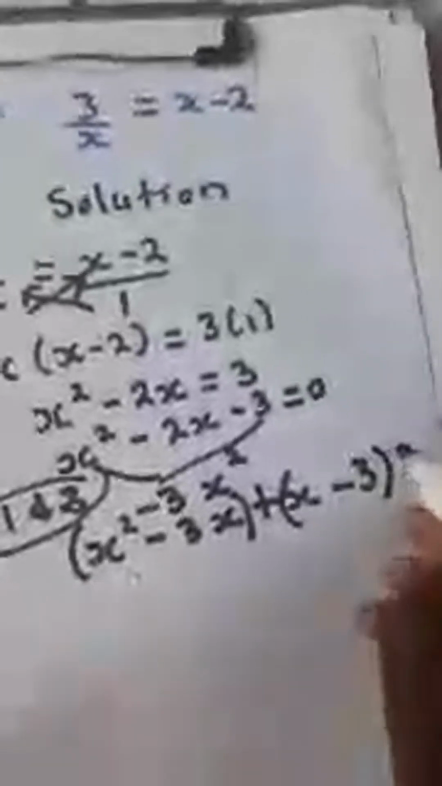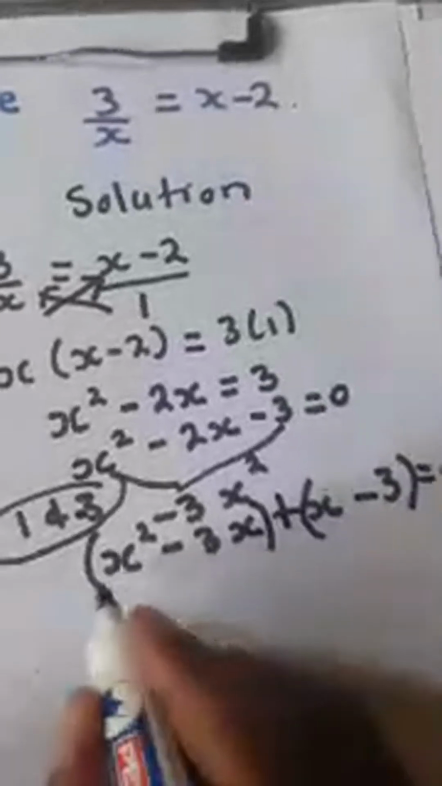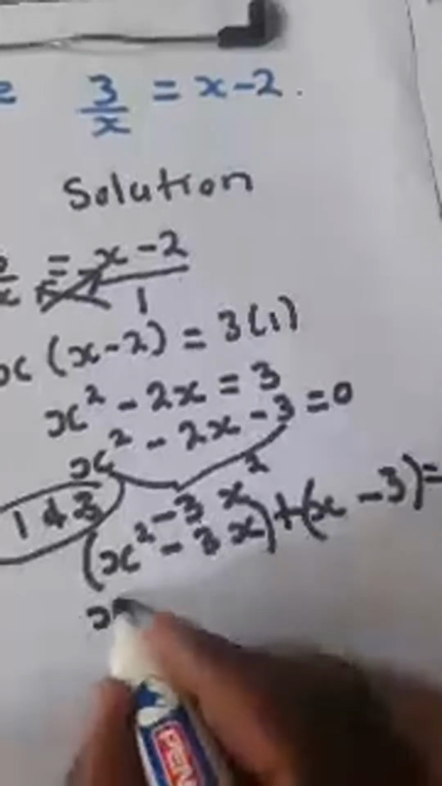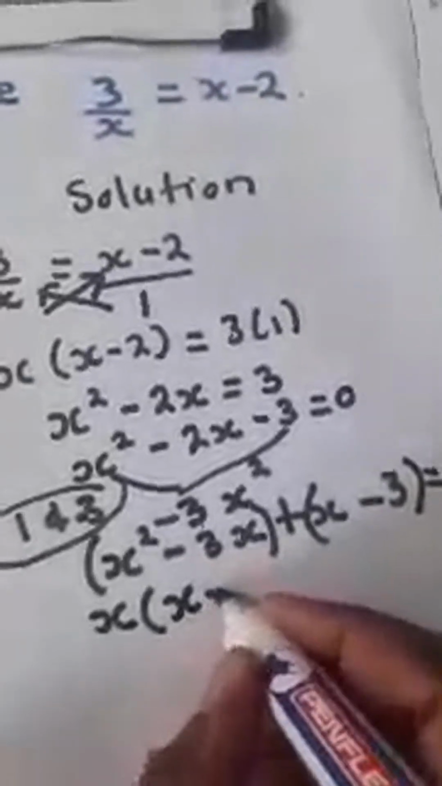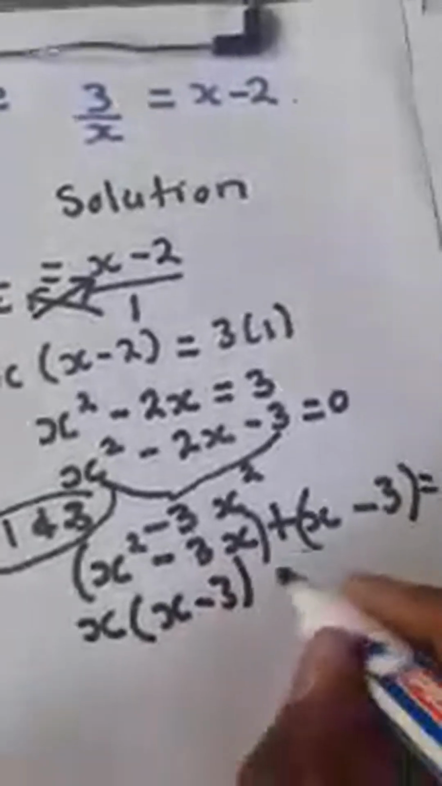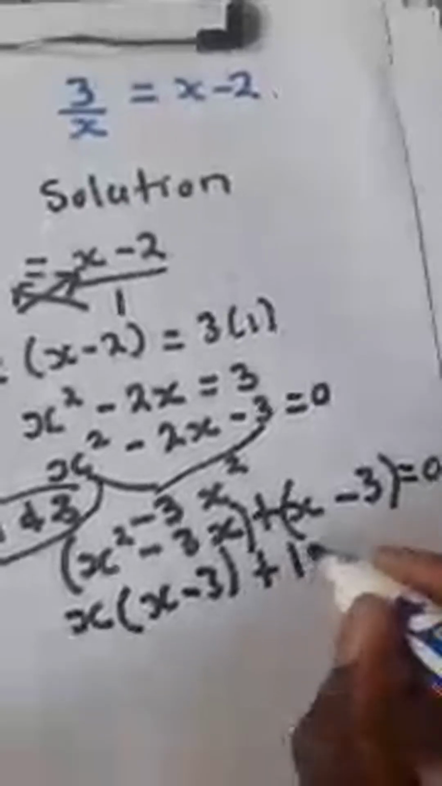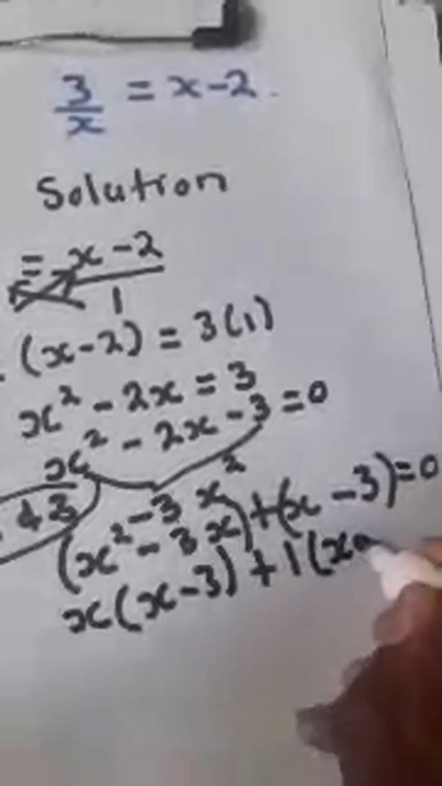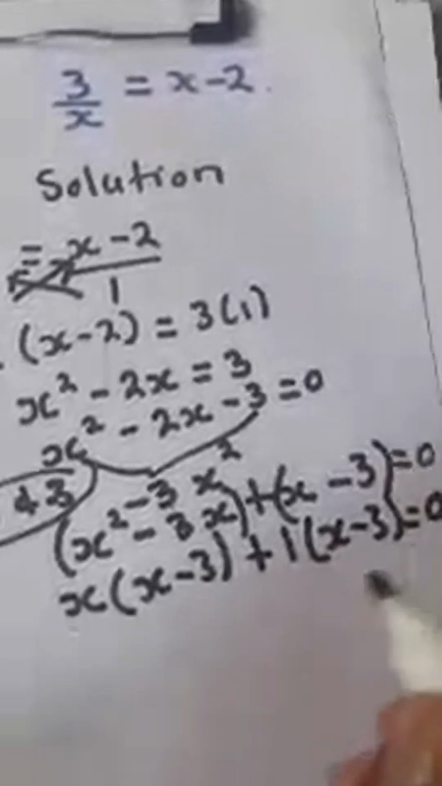So are we together? Okay, so it's now equal to what? Equal to 0. So let's factorize here. x is common right here, so we factor out x, then we're left with x minus 3, then plus, what's common here? 1 is common here, so it will be x minus 3 is equal to 0.